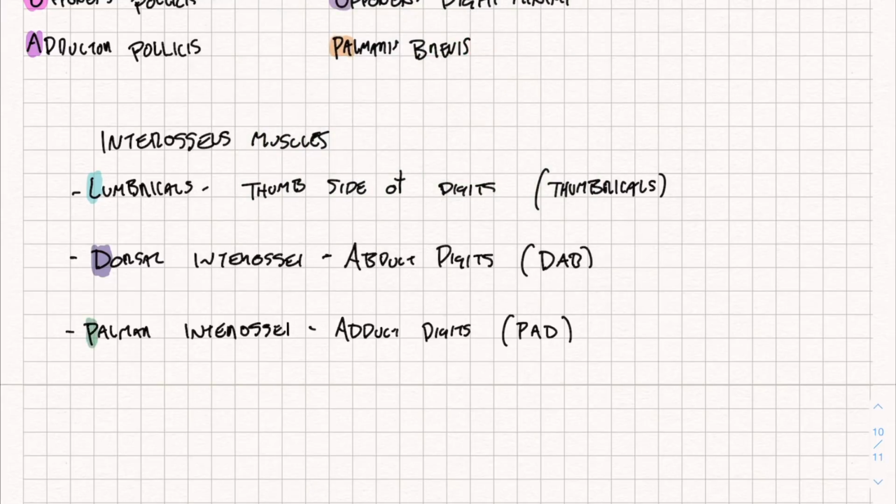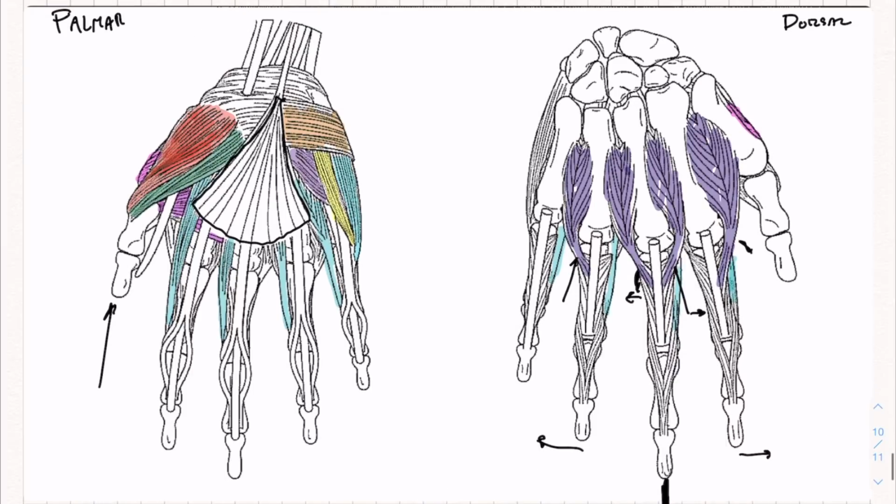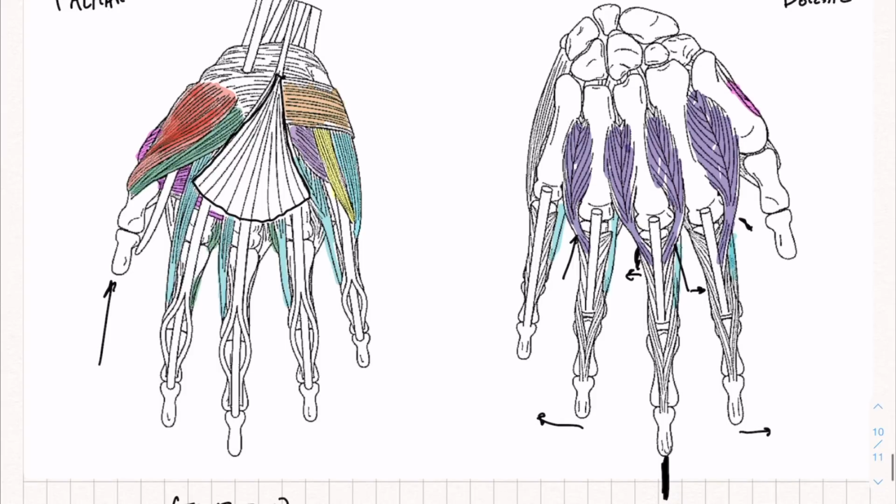So dabs and pads. These ones are going to be on the side of the finger towards the midline. We can see them a little bit on this picture. Here's one here. The middle finger does not have any because the middle finger is already the midline, so it doesn't need any. These ones are a little bit harder to see exactly where they are.